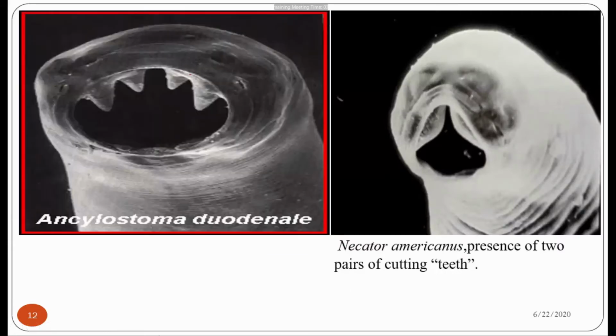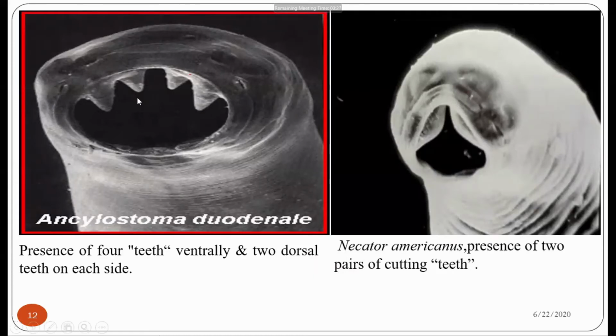This picture shows the cutting plates. The first one, the left picture, is the anterior portion of Ancylostoma duodenale. This is a scanning electron micrograph of Ancylostoma duodenale, which shows the presence of 6 teeth. You can see there are 2 pairs of teeth present ventrally. As a result, 4 teeth are there in the ventral region, while at the dorsal region of the mouth, there is 1 tooth at each side.